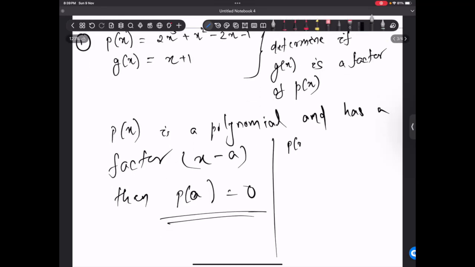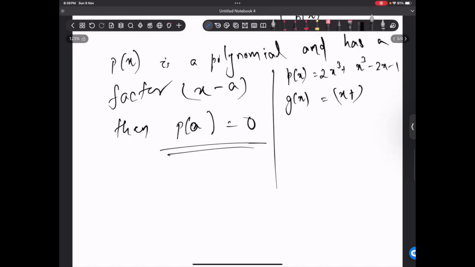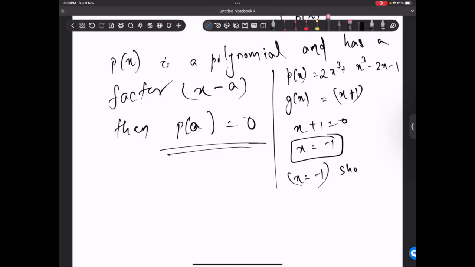p of x is 2x cube plus x square minus 2x minus 1, and g of x, which is to be determined whether it's a factor of p of x or not. Then according to the factor theorem, x plus 1 equal to 0, x equal to minus 1 should be a 0 of the polynomial p of x.